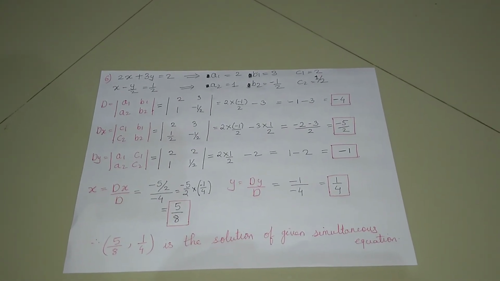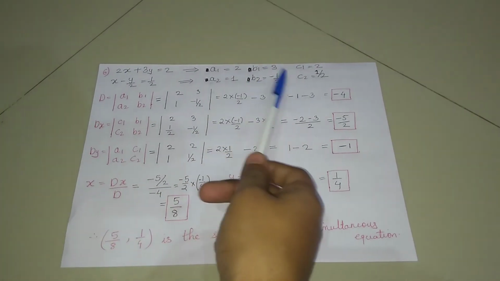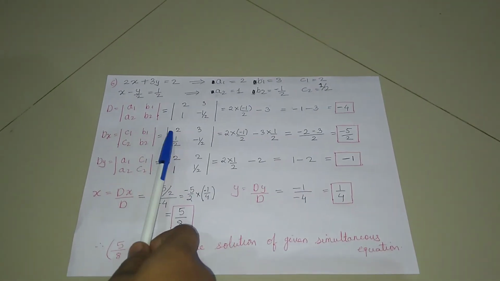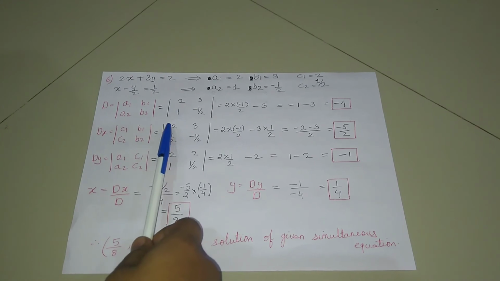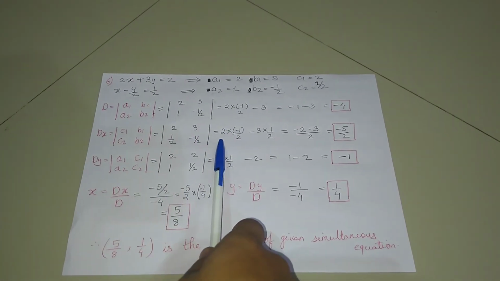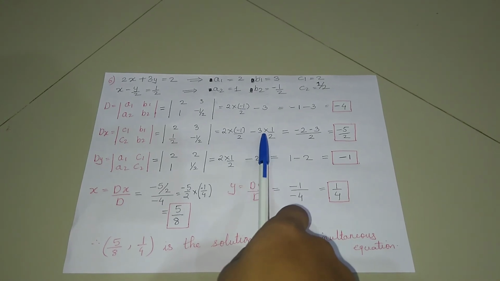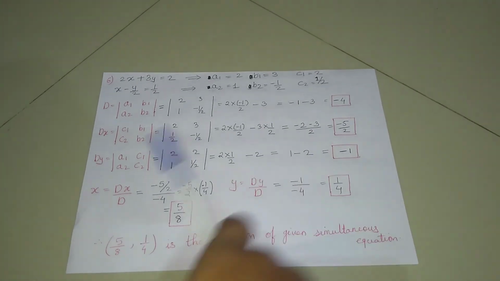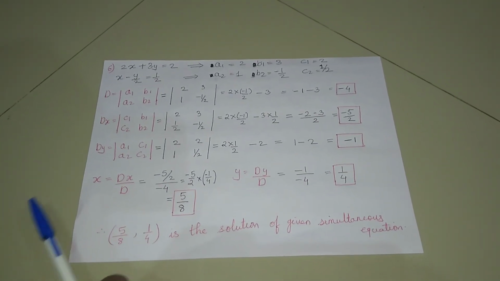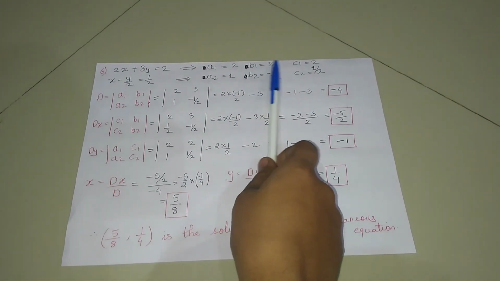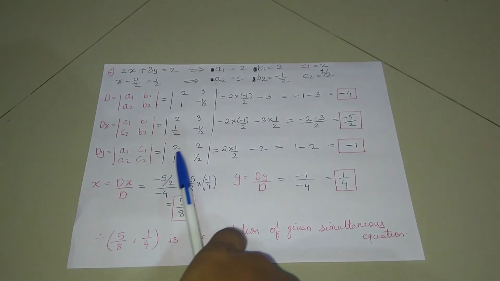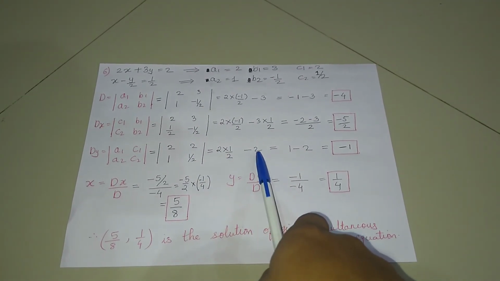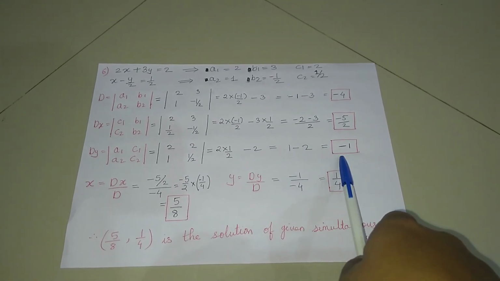How will we find dx? We have to just replace the x coefficients by the constants, that is 2 upon 2, c1 is 2, c2 is 1 by 2. Okay, so c1, c2, b1, b2. Just placing the values and cross multiplying, 2 into minus 1 by 2 minus 3 into 1 by 2, that is minus 1 minus 3 by 2, that is minus 5 by 2. For dy we replace the y coefficients by the constants, so it is 2 upon 1, 2 upon 1 by 2. So 2 into 1 by 2 minus 2, that is 1 minus 2 is equal to minus 1. This is the answer.